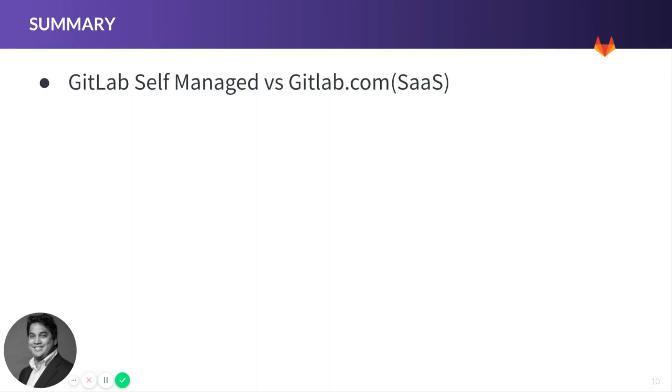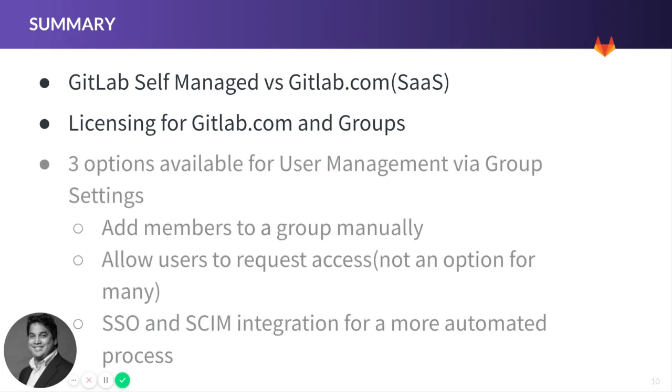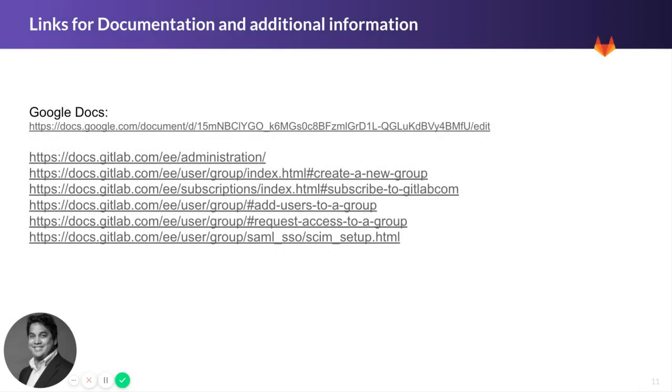So just as a summary, what did we talk about today? We talked about fundamental differences between GitLab self-managed and GitLab.com. We talked about licensing for GitLab.com and linking those licenses via the customer portal with groups. And we also discussed our three options available for user management via group settings in GitLab.com. I hope you find this useful.